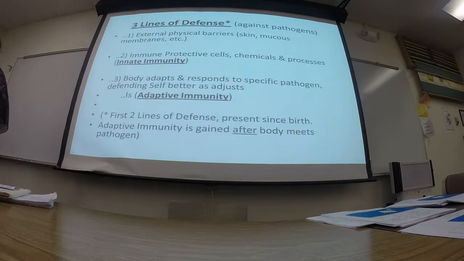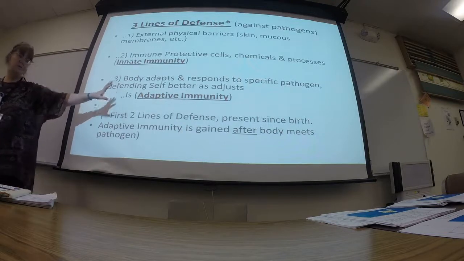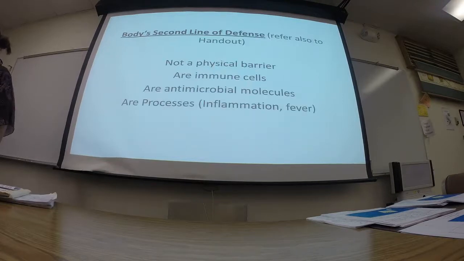Three lines of defense. We already talked about skin, which is the physical barrier. Innate immunity we just started, and adaptive immunity is the next section. You already know about the stomach. You already know about lysozyme. Some of this is a repeat, somewhat of a review. We already talked about this because that was skin.